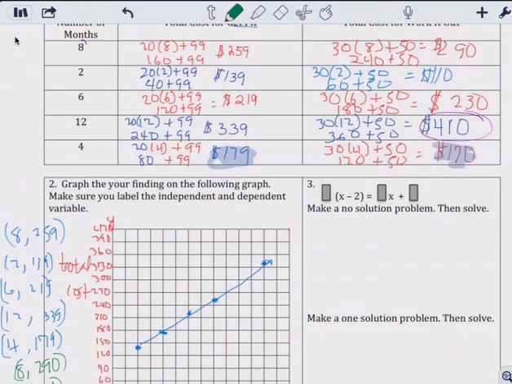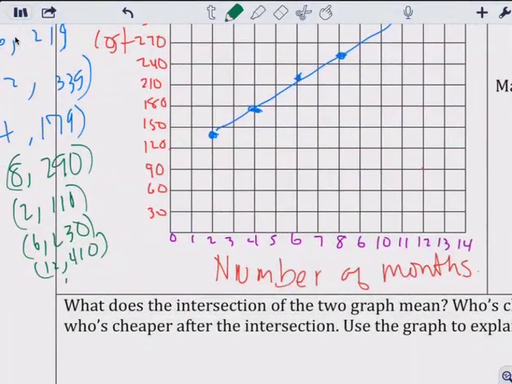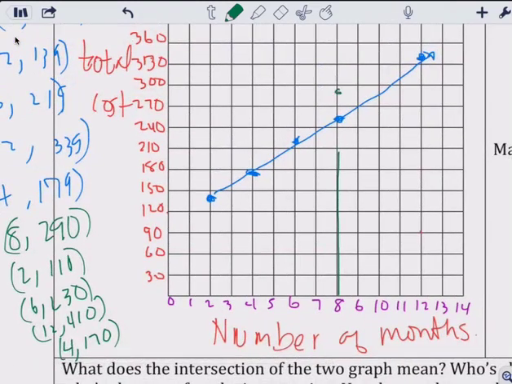Okay, guys. 4 and 170. All right. Okay, let's do it red. 8 and 290. 8 and 290 is past 270 up here. No, it is more expensive, so it's up further. 2 and 110. 6 and 230. Ooh, look how close those two are. 12 and 410.